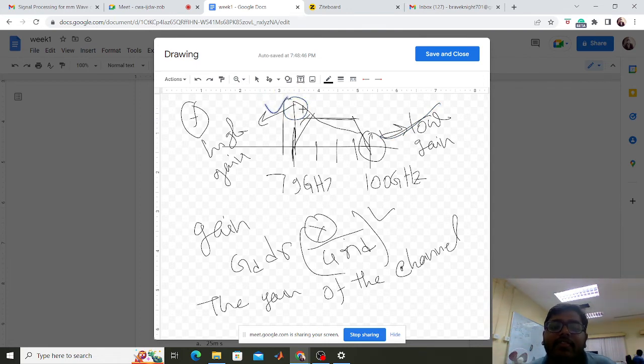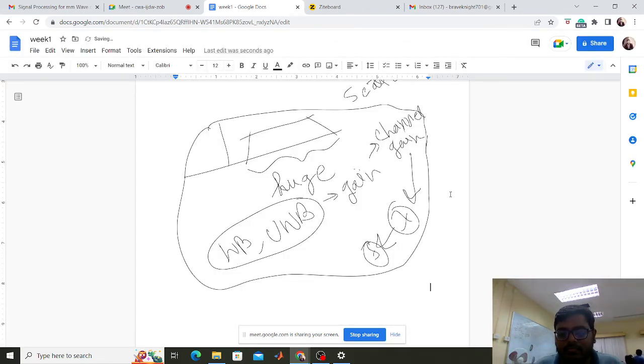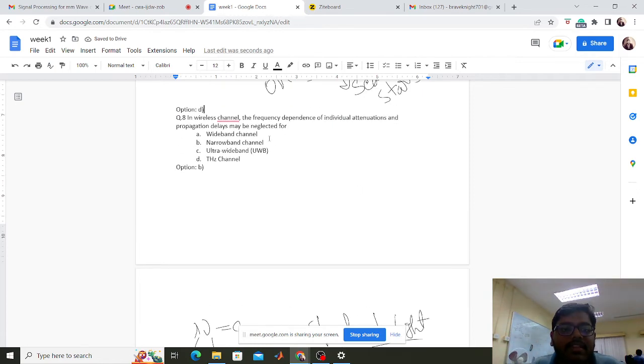So this gain is dependent on the frequency, individual frequency terms. That is true for any wideband channel model, right? So the question is, in the wireless channel, the frequency dependence of individual attenuations and propagation delays may be neglected. So if it is a wideband or ultra wideband channel, the individual attenuation of the particular frequency components will come into play because of the Friis path loss equation. And for terahertz channel, what happens? As I discussed earlier, the small environment particles will act like scatterers. So there will be frequency dependence on this. The more the frequency, the smaller particles come into the picture of the attenuation factor.